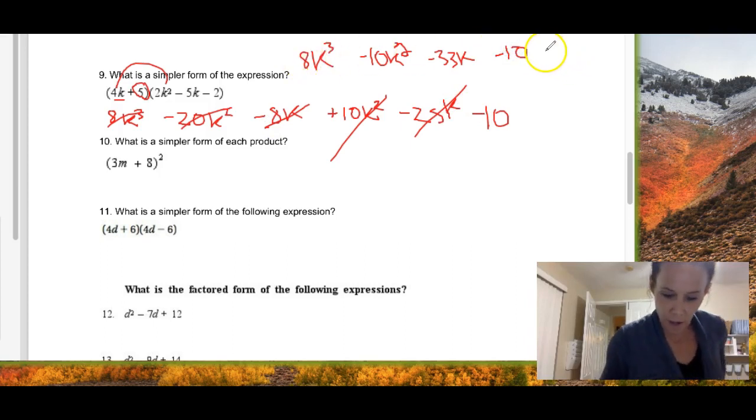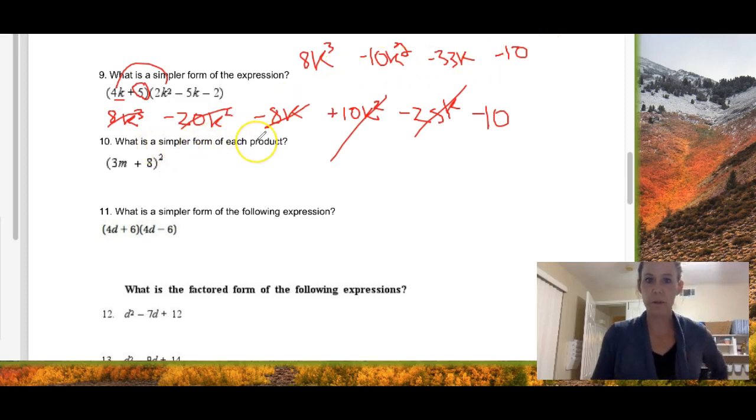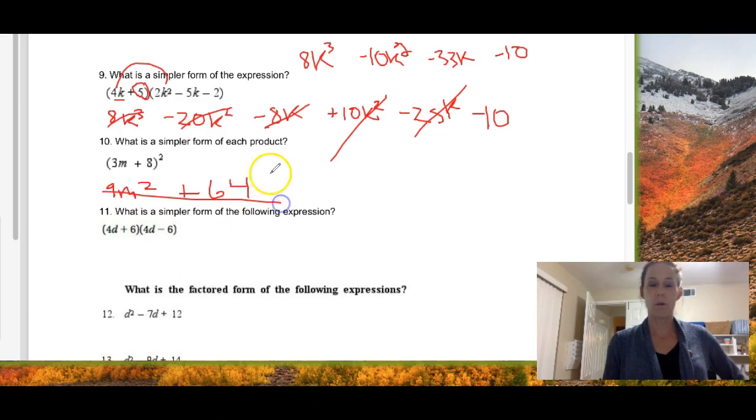All right, let's move on to number 10. What's a simpler form of each product? So this is an expansion. Now, the most common mistake I will see with this one is you guys will go like this. Oh, it's squared. Distribute the 2 to both terms, and you'll write something like this. 9m squared, and then you'll write plus 64. No, don't do that. Don't square both terms like that.